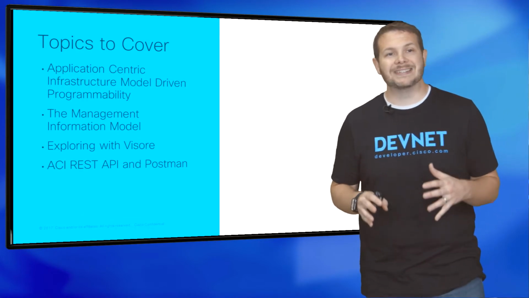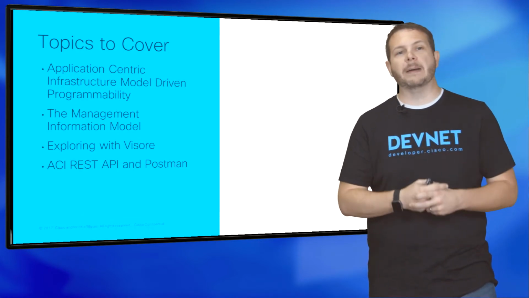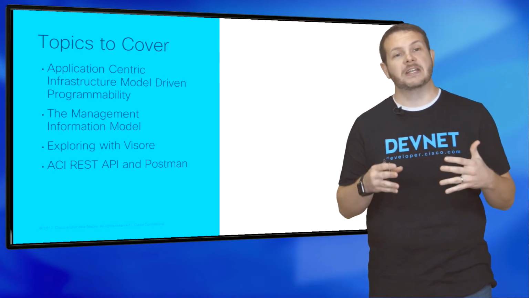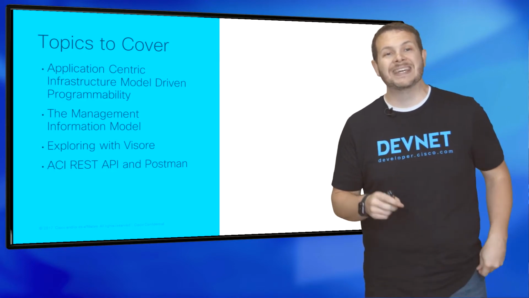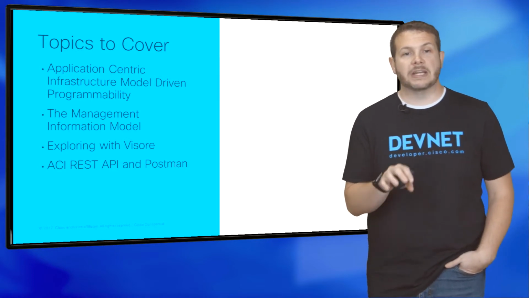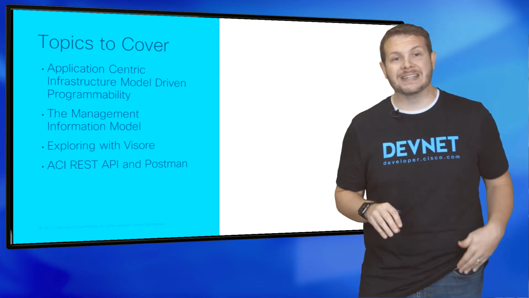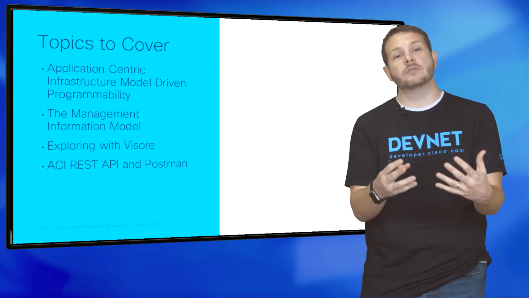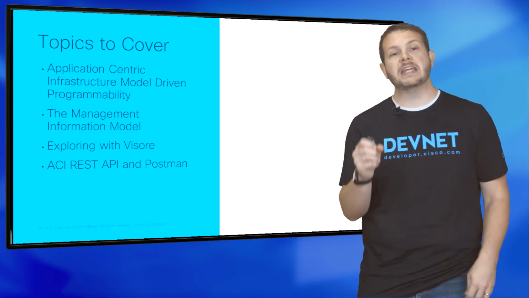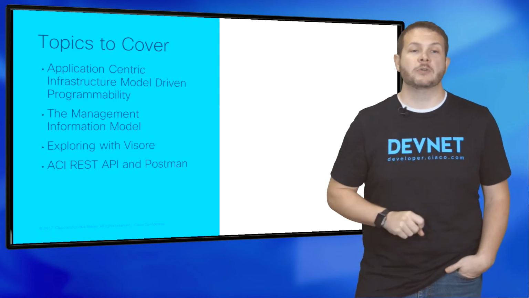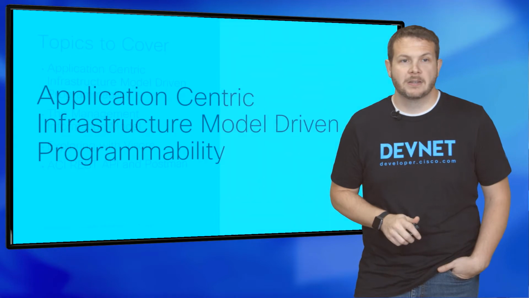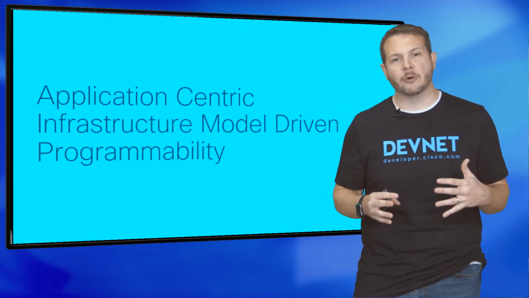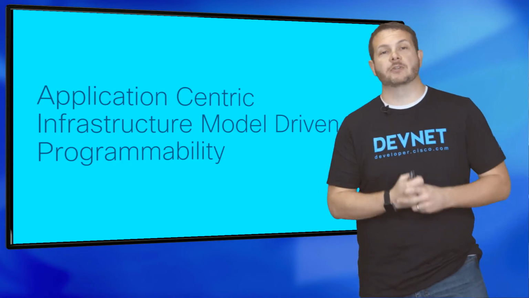In this lesson, we're going to dive into the model-driven programmability for application-centric infrastructure and look at the management information model that provides the foundation for all of the objects structured inside of ACI. We'll look at how we can use the built-in tool of Visore to navigate that object model and look at children and parents, and then convert those object requests from Visore into API calls that we can make using Postman as a utility.